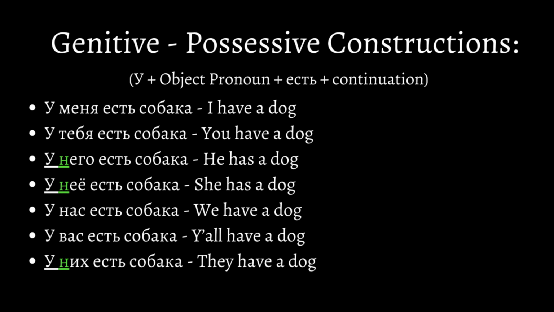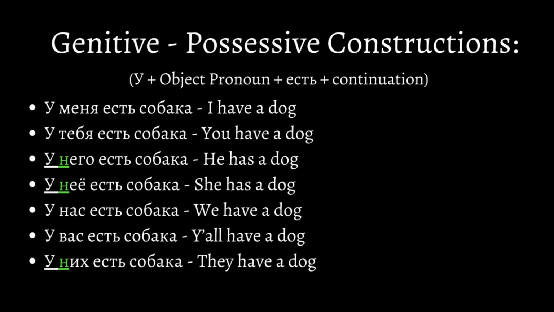У меня есть собака. У тебя есть собака. У него есть собака. У нее есть собака. У нас есть собака. У вас есть собака. And у них есть собака.